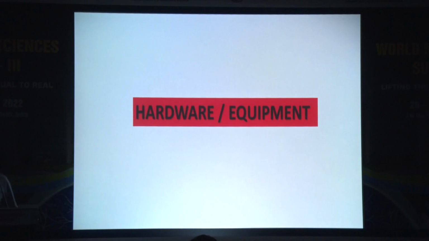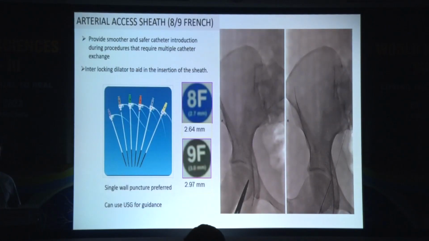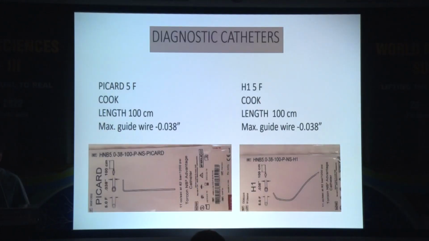So coming on to the hardware and equipment which we are using for the carotid artery stenting, first of all, starting from the base camp, by default we are using an 8 French or 9 French sheath in almost all kinds of carotid artery stenting. 9 French is commonly used when we have to use some form of EPD device like the Gore flow device. They can accommodate only a 9 French sheath.